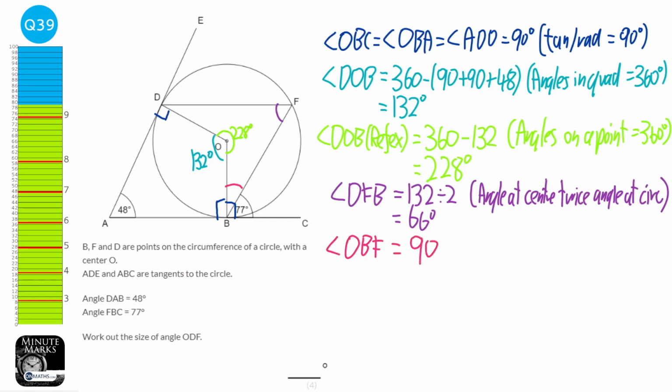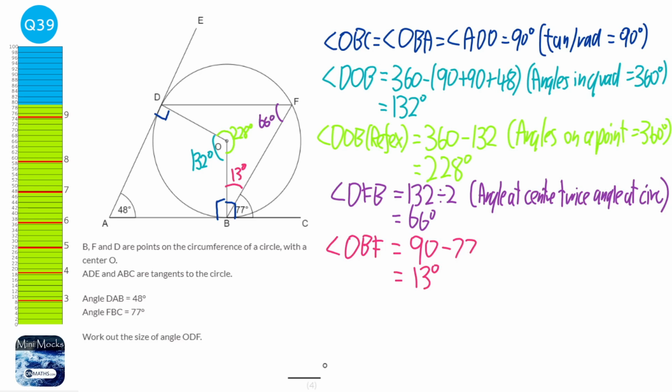There's no reason for this, it's just the whole thing is 90. We're taking away the 77, so that would be 13 degrees. So that's a nice easy one. And let's just put the 66 degrees on our diagram as well.